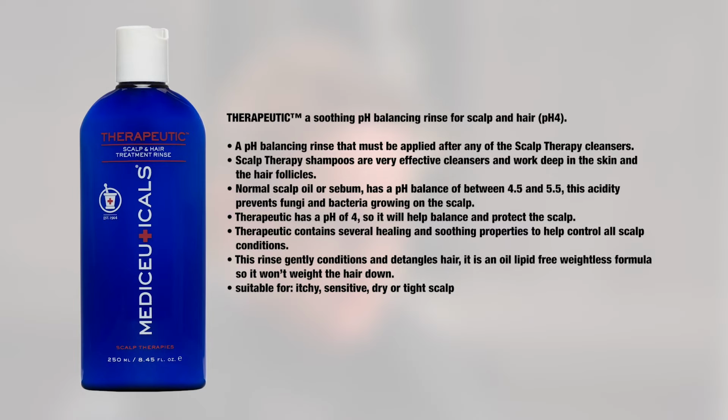Therapeutic, a soothing conditioning rinse for scalp and hair. Therapeutic is a pH balancing rinse that must be applied after any of the scalp therapy cleansers have been used. Scalp therapy shampoos are very effective cleansers and work deep in the skin and the hair follicles. Normal scalp oil or sebum has a pH balance of between 4.5 and 5.5. This acidity prevents fungi and bacteria growing on the scalp. Therapeutic has a pH of 4, so it will help balance and protect the scalp.